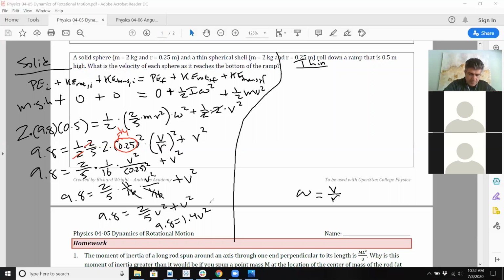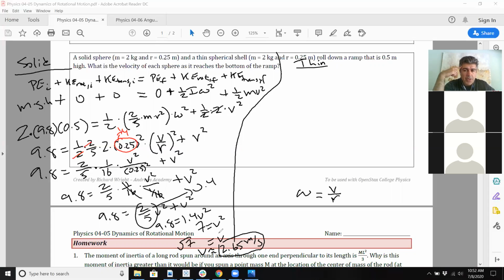We're almost home free. 9.8 divided by 1.4, square root it. So you get 7 equals v squared. And v would be the square root of 7, or v is roughly 2.65 meters per second. So that's going to be the velocity it experiences when it gets to the bottom of the ramp.